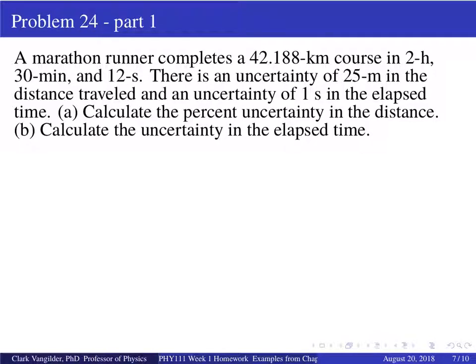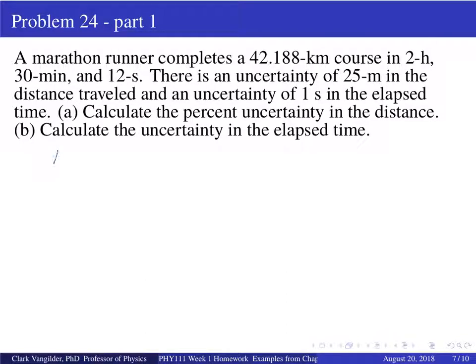Marathon runner. So, uncertainty, a bunch of uncertainty stuff here. A runner completes this 42.188 kilometer course. Okay, somebody really got their tape measure out. In 2 hours, 30 minutes, 12 seconds. There is an uncertainty of 25 meters in the distance traveled and an uncertainty of 1 second in the elapsed time. So 2 uncertainties to deal with. Calculate the percent uncertainty in the distance, calculate the uncertainty in the elapsed time. Simple calculations. So let's get at it here.